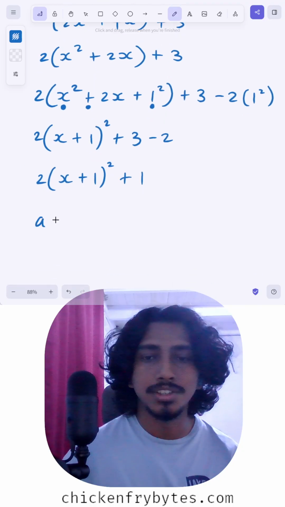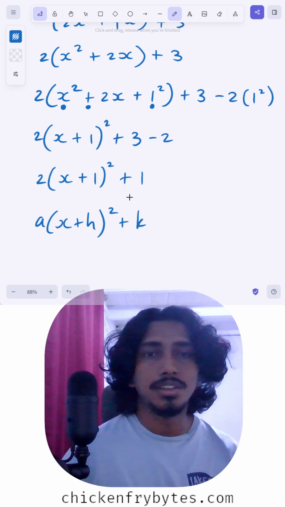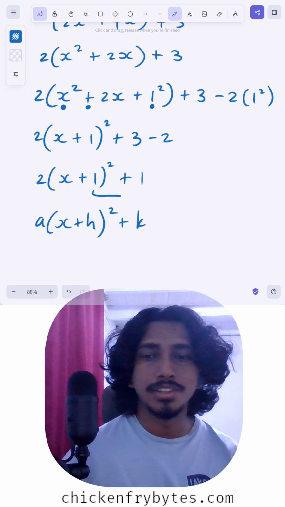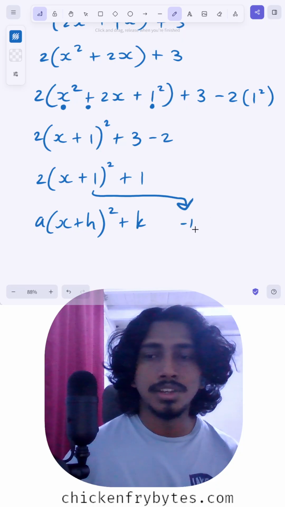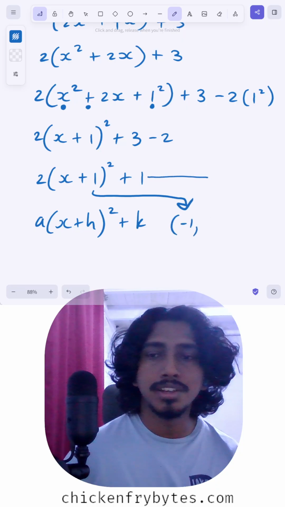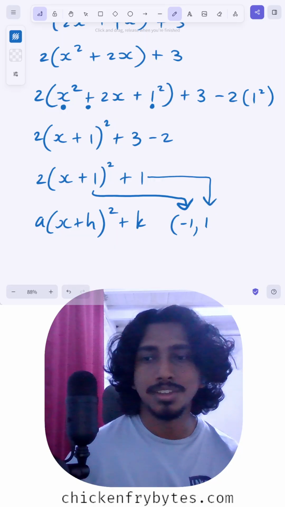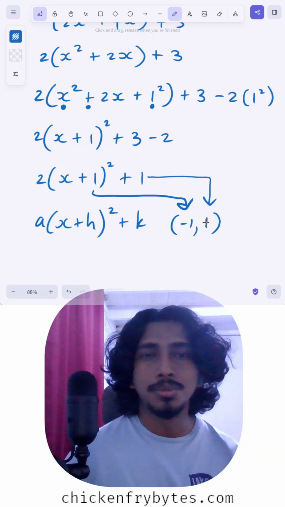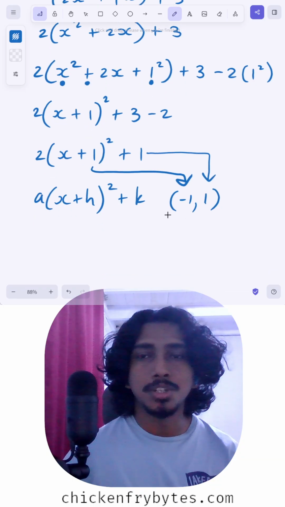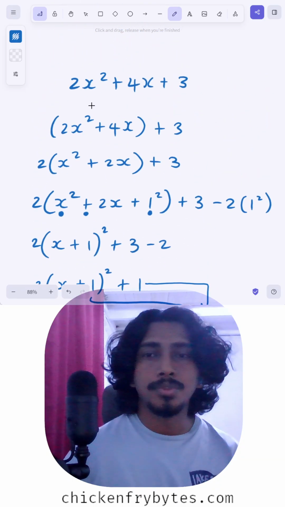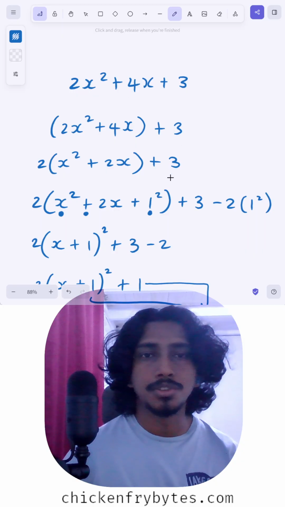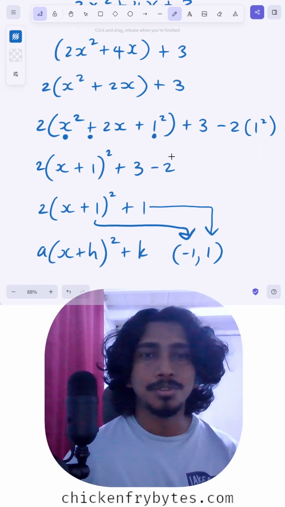So here, we can clearly see this is in the form a into x plus h all squared plus k. And we know technically if we take this 1, which is our h, and we negate it and place it beside this 1, which is our k, we don't need to do anything to k. We have negative 1, 1, which is technically the coordinate of our turning point for this curve, 2x squared plus 4x plus 3. All right, a bit confusing at first when you do it, but once you go back through the steps and get a lot of practice, it becomes very easy.